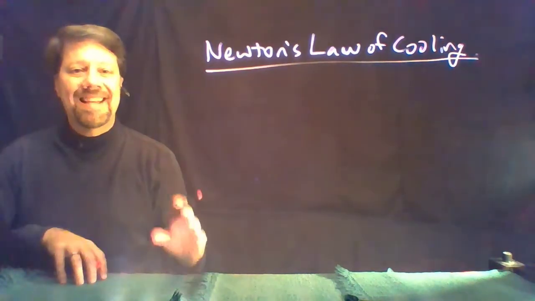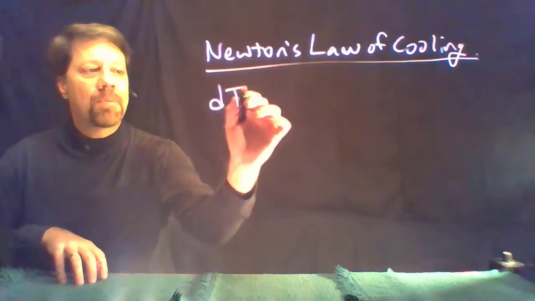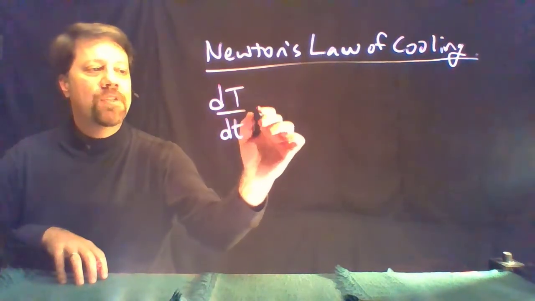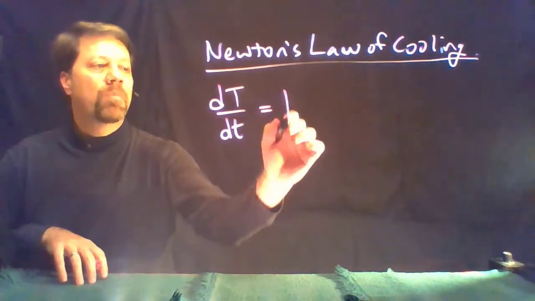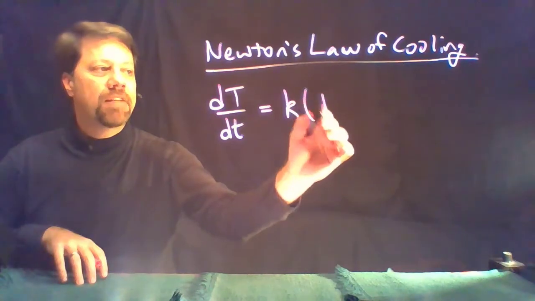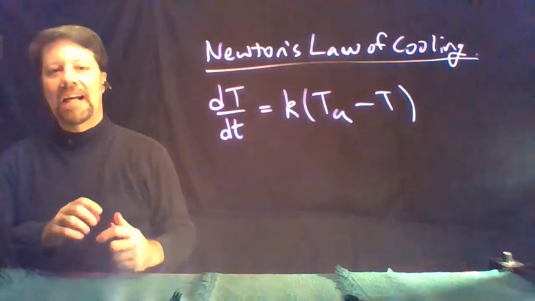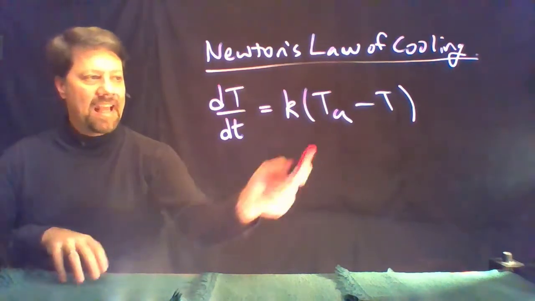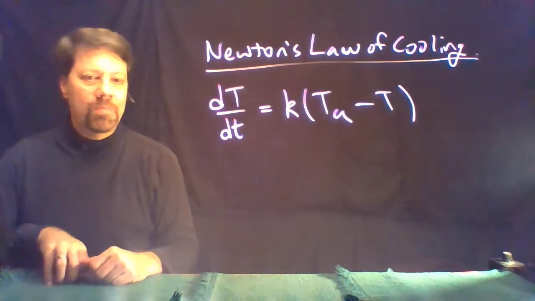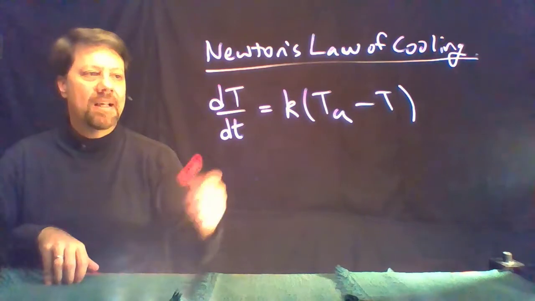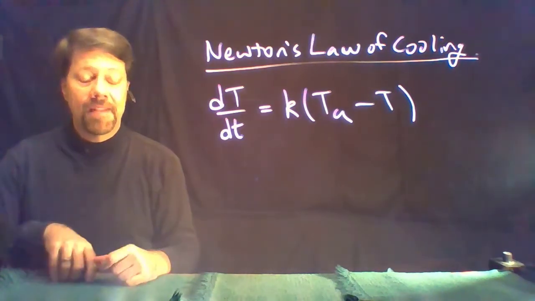Newton's law of cooling says that the rate of change of the temperature of a cooling object is proportional to the difference between the ambient temperature and the temperature of the cooling object. The ambient temperature, say, would be room temperature, whereas the temperature of the object is just that.